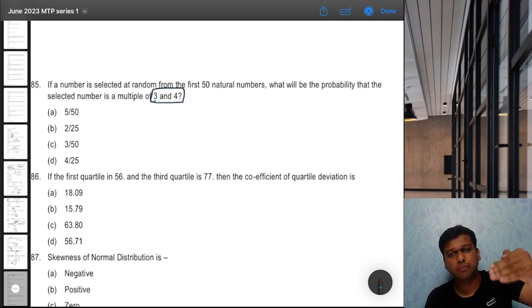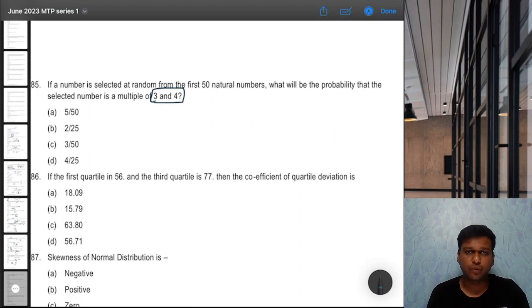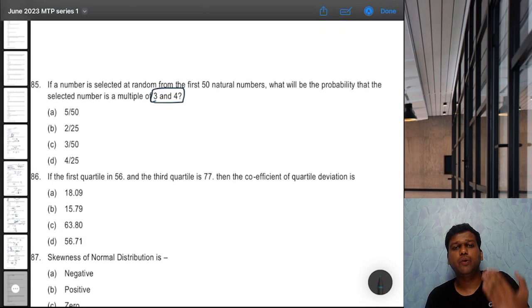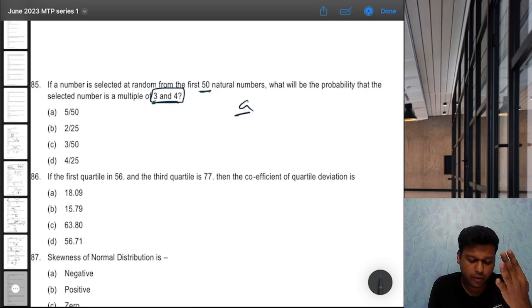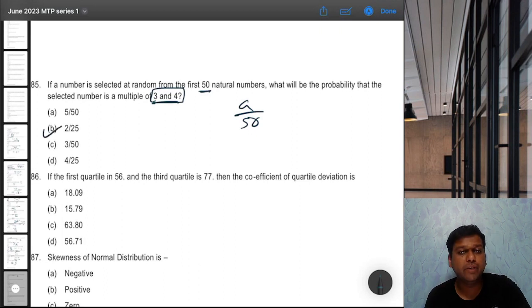If you observe, 12 is the first number which is a multiple of both 3 and 4, right? So everything in the table of 12, that is 12, 24, 36, 48, will be a multiple of 3 and 4. So how many such numbers are there below 50? 12, 24, 36, 48, 4 out of 50. So 2 out of 25, B is the correct answer.